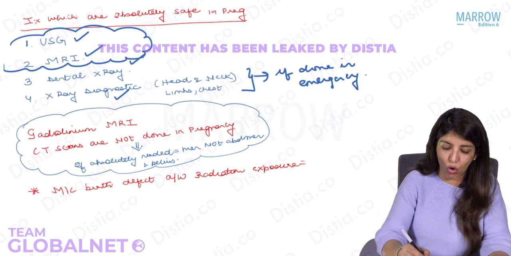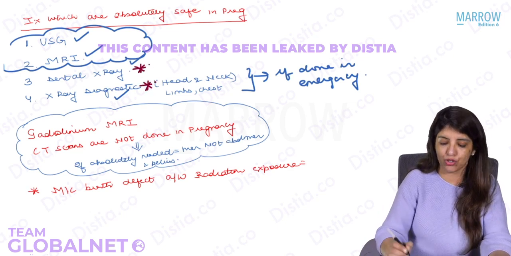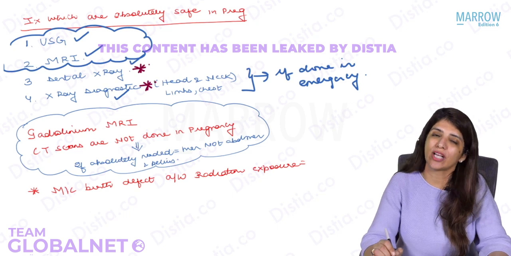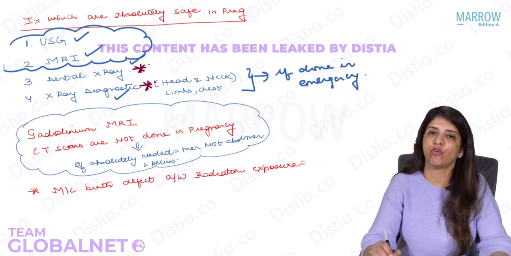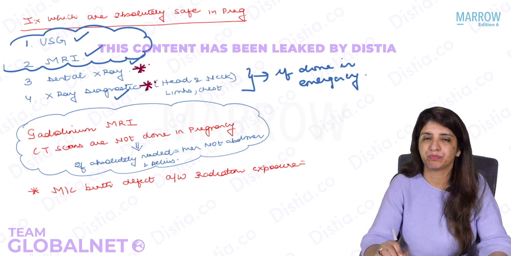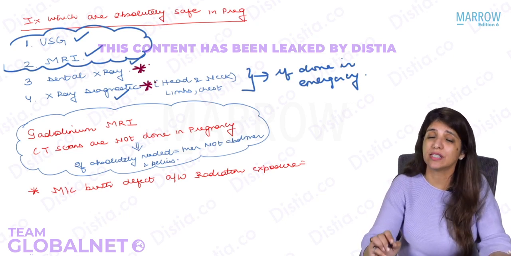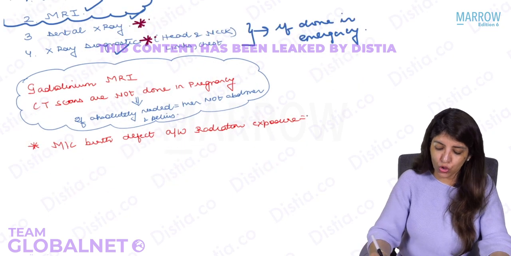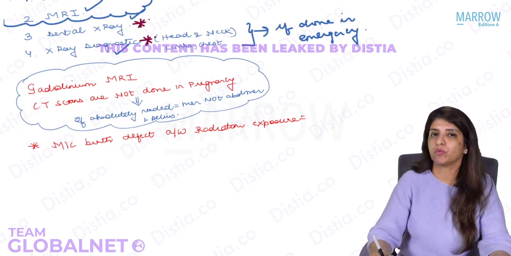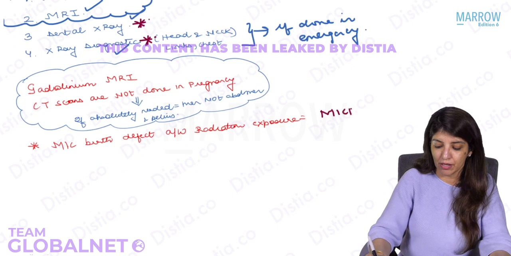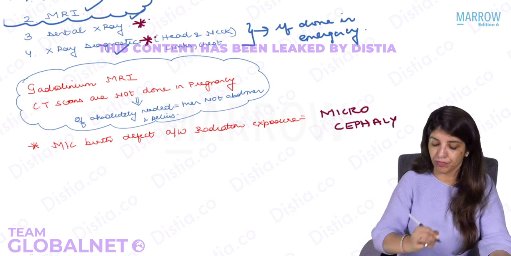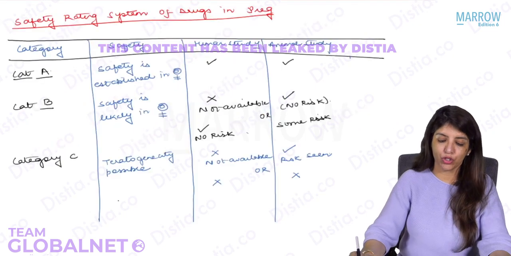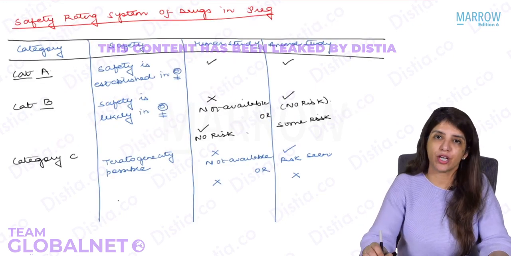But if there is a need to do, then only I'm going to do dental x-ray and chest x-ray or head and neck x-ray for diagnostic purposes. Clear to all of you? This is if need arises. Now, as I told you, the most common birth defect associated with radiation exposure is microcephaly. Right? This is what you need to know about radiation exposure.